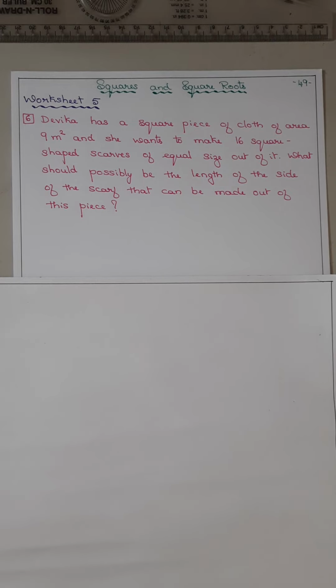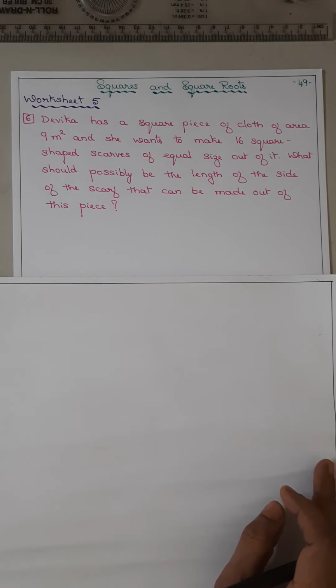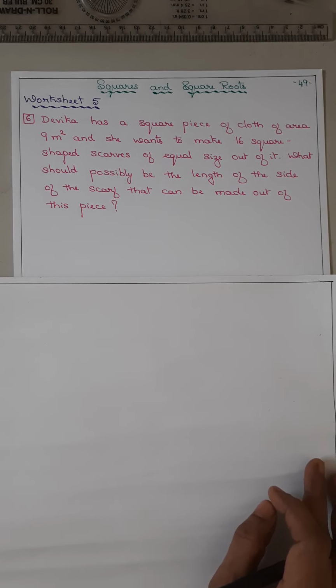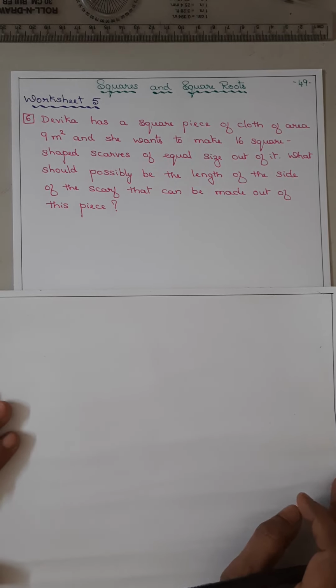We were discussing the lesson squares and square roots, and now coming to the last two sums of worksheet 5, the word problems. Now coming to question number 6. Devika has a square piece of cloth of area 9 meters square, and she wants to make 16 square shaped scarves of equal size out of it. What should possibly be the length of the side of the scarf that can be made out of this piece?